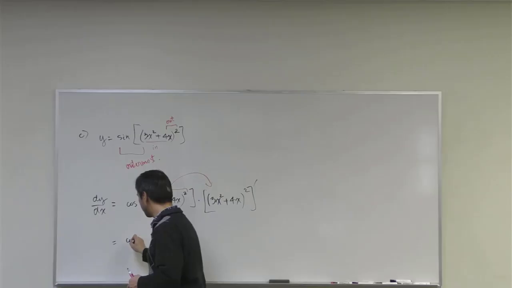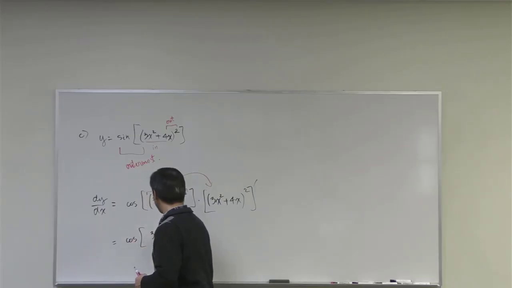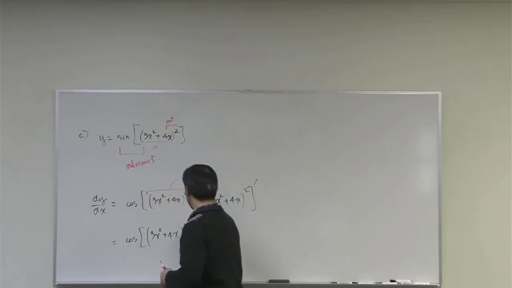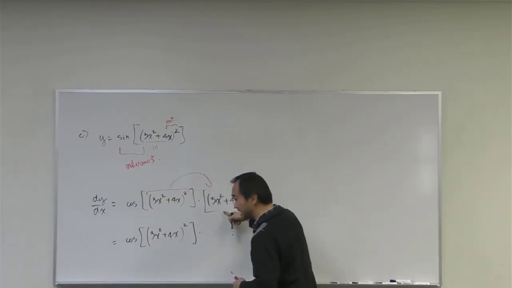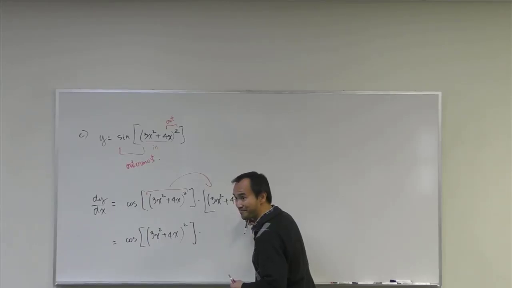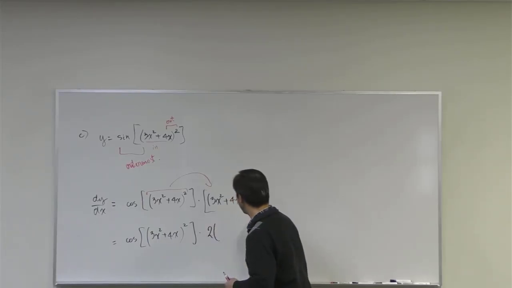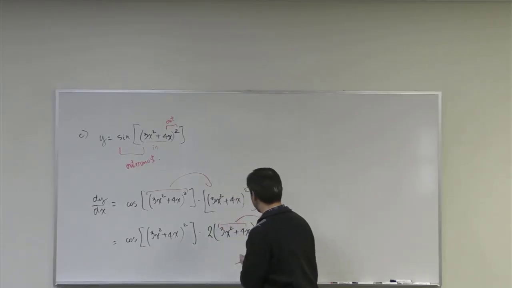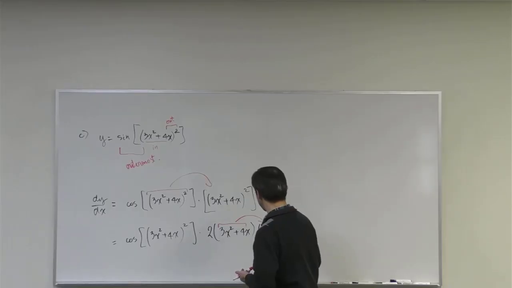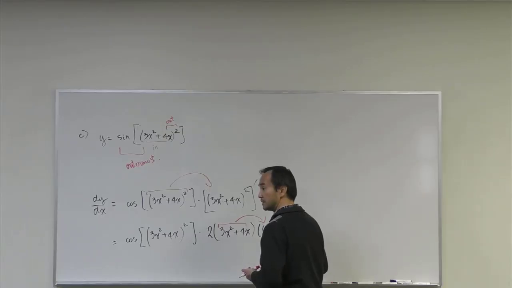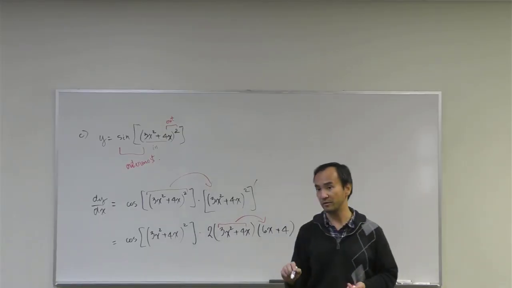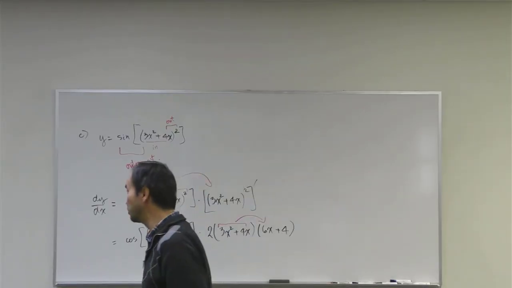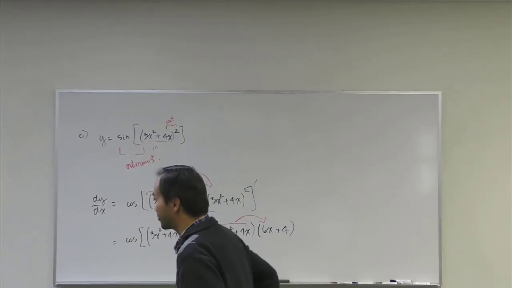So in my next step, yes, cosine of 3x squared plus 4x all squared, multiply. So now the derivative here, there's another level of chain rule being used right there. So there's now 2 multiplied with 3x squared plus 4x, and then the inside here is going to produce another derivative: 6x plus 4. You guys see how the chain rule was used sort of like twice there? Because there are 2 levels of inside and outside, and there's another outside.